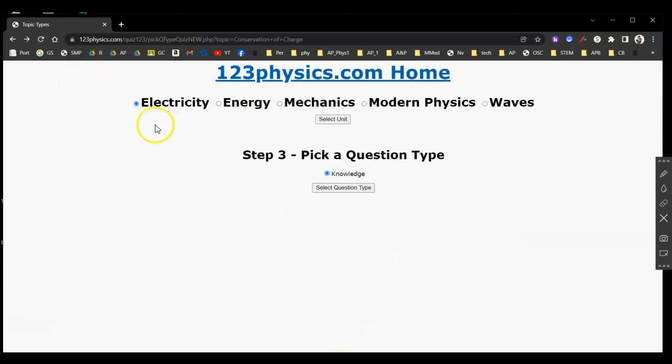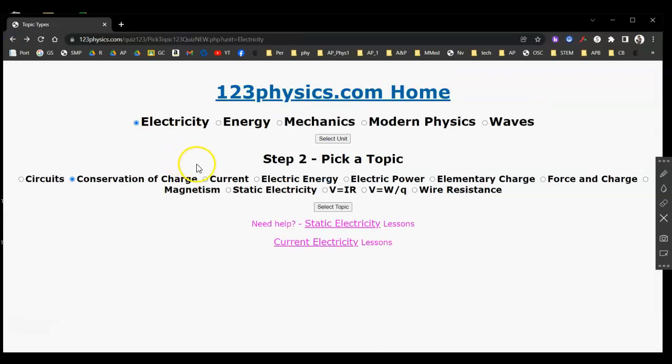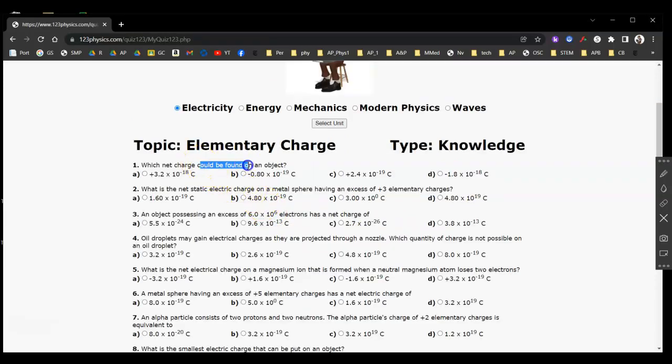Let's see what else we can do before time. So we did conservation of charge. Let's get out of there. How about, let's see, what else is good? How about the good old elementary charge? Which one could be found, do you think?